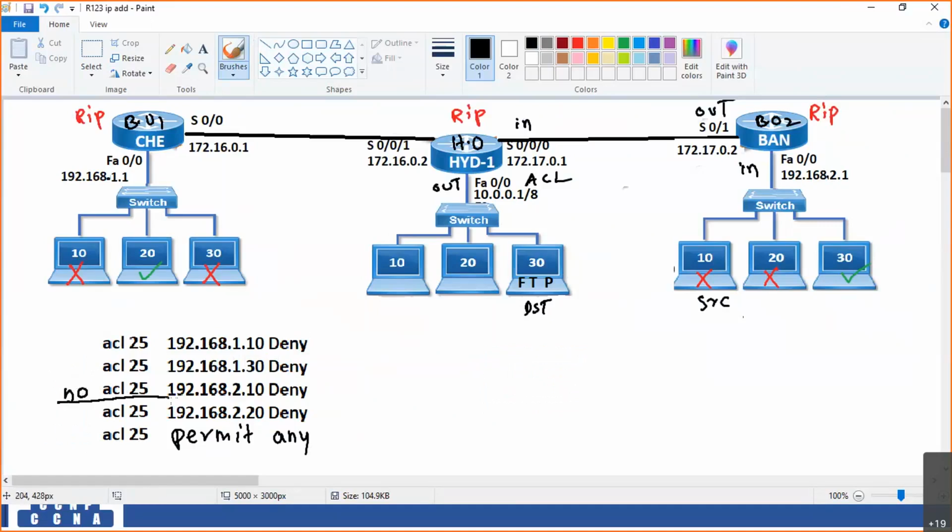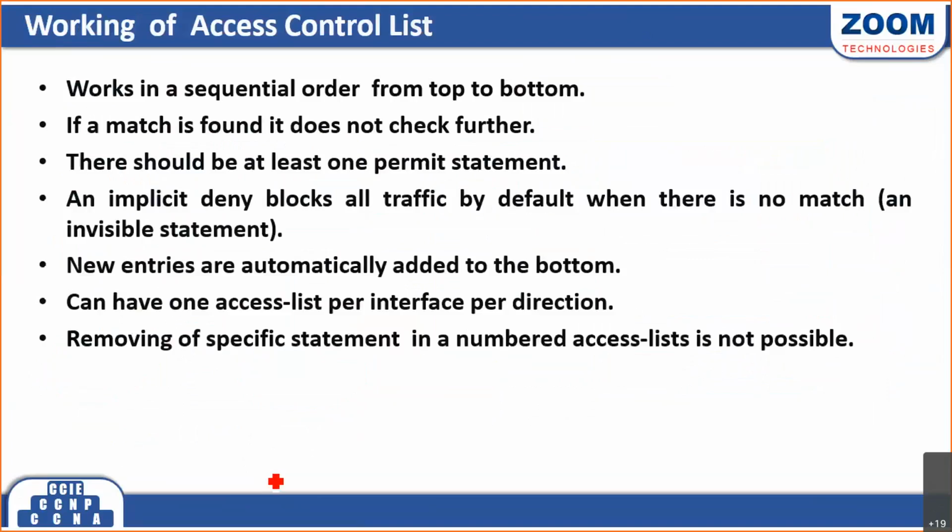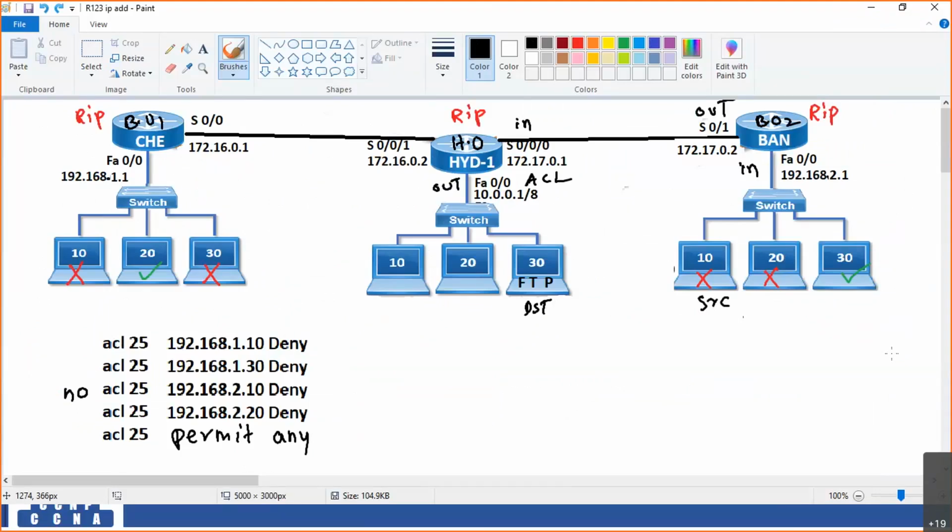No access-list 25, and so on, deny. So if we use the no command, then rule number 3 is removed. Not only rule number 3, rule number 2 is removed, rule number 1 is removed, rule number 4, rule number 5, all rules are deleted. That is the last point we discussed. Can read now: removing a specific statement in a numbered ACL is not possible. So in a numbered ACL, if you use a no command for a specific statement, all the remaining statements are removed.